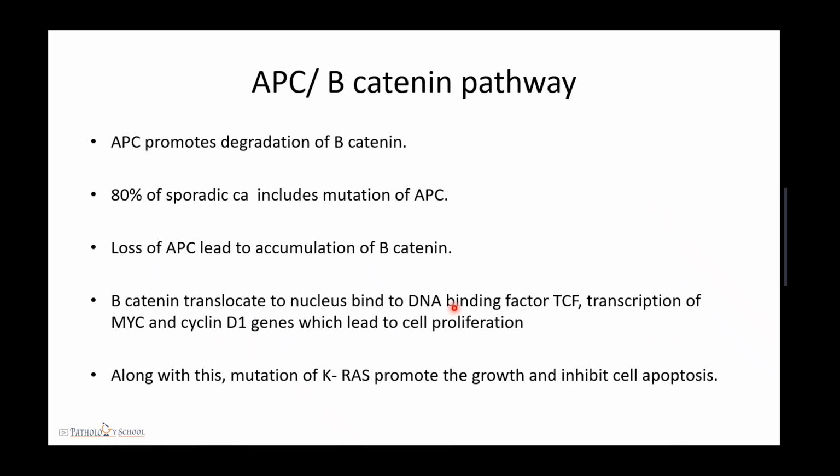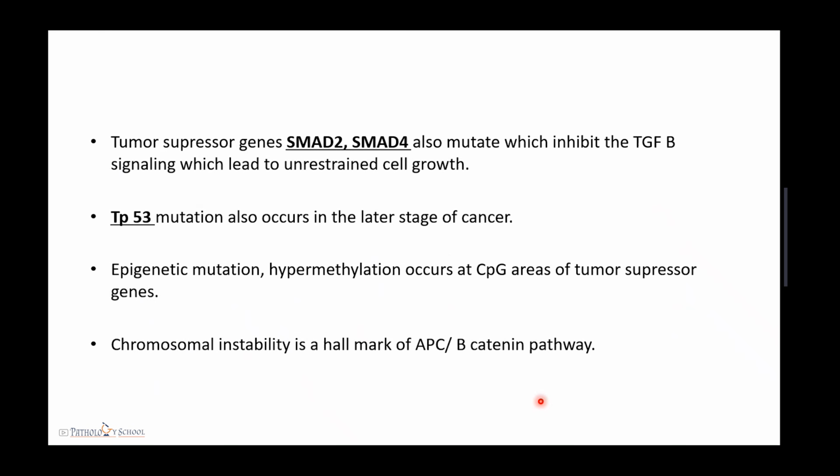Now, beta-catenin will translocate to the nucleus and bind to the DNA binding factor. Now, what is the DNA binding factor? It is TCF. Transcription of the MYC and cyclin D1 genes will lead to cell proliferation. Along with this, mutation of KRAS promotes growth and inhibits cell apoptosis. So, KRAS mutation will promote cell growth and inhibit cell apoptosis.